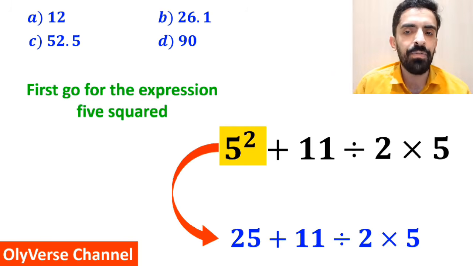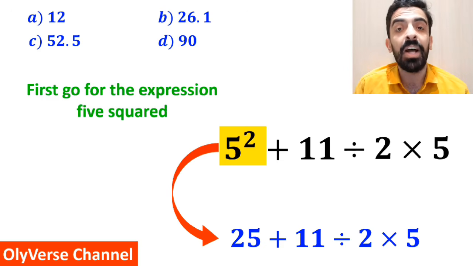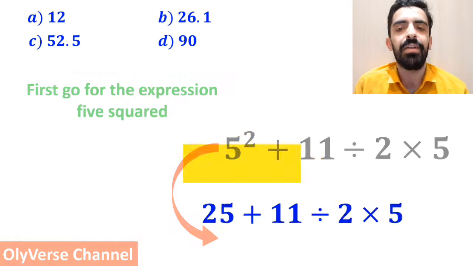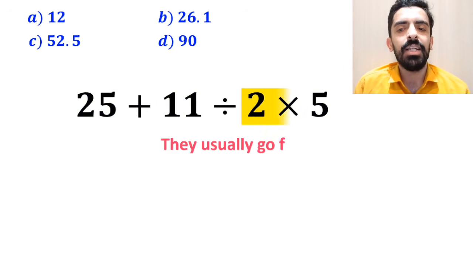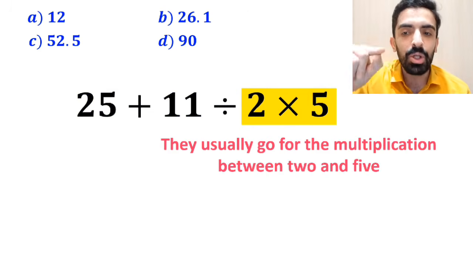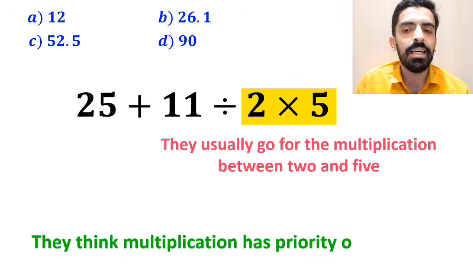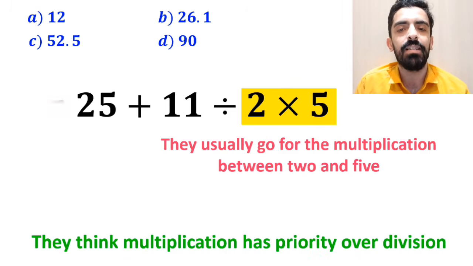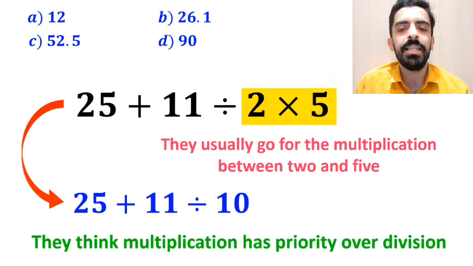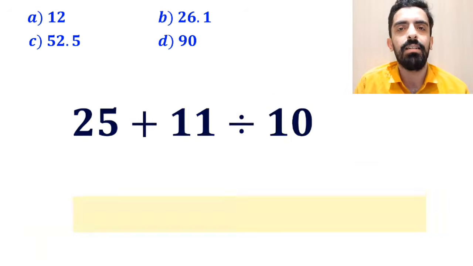they simplify to 25 plus 11 divided by 2 multiplied by 5. And the next step, they usually go for the multiplication between 2 and 5 because they think multiplication has a higher priority than division. So, they rewrite this expression as 25 plus 11 divided by 10.